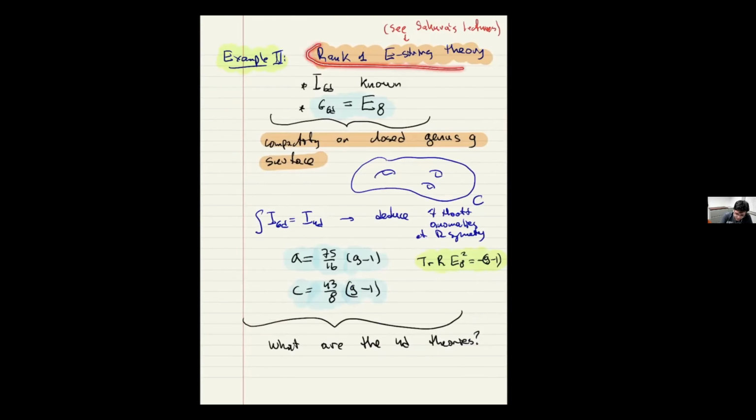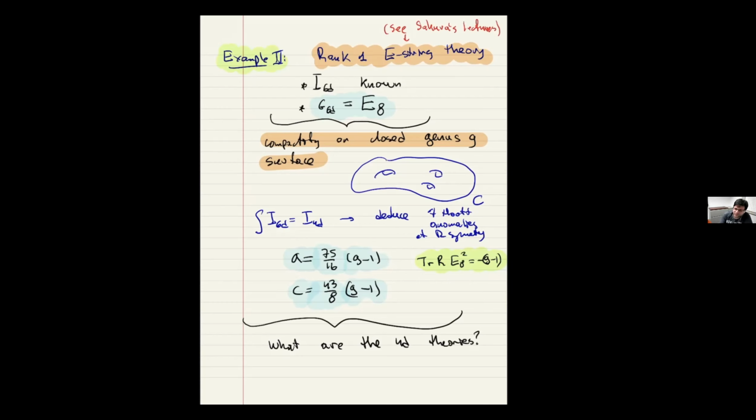The second example is what is called the rank 1 E-string theory, and I understand that Sakura already yesterday has discussed this theory. So again, this is some 6D SCFT, for which we know a lot of things. We know the 6D anomaly polynomial. It's more complicated to compute than the anomaly polynomial of the theory I mentioned before, but it's possible to do so, and by now it was done in different ways. Another interesting fact about this theory is that it has a very interesting symmetry. It has an E8 symmetry. Unlike the theory that we mentioned before, which didn't have any continuous symmetry, this has an E8 symmetry.